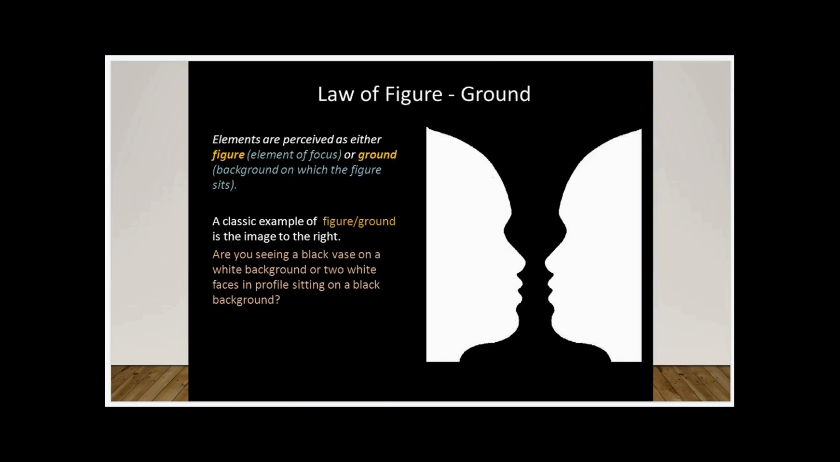So let's talk about that really fast. The elements are perceived as either figure, which is the element of focus, or ground. So here's a classic example of being able to swap the figure and ground. If we look at the white part as the figure and the black becomes the background, we see two faces. But if we switch that and the black part becomes the figure and the white is the ground, then that becomes this vase pedestal type object in the middle.